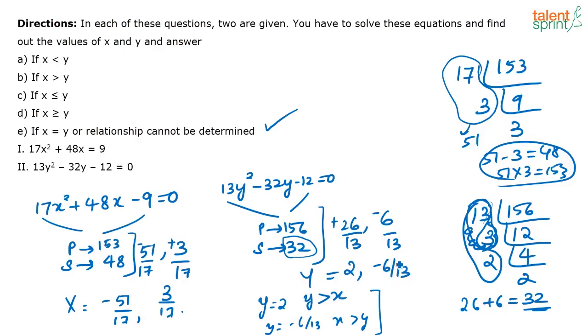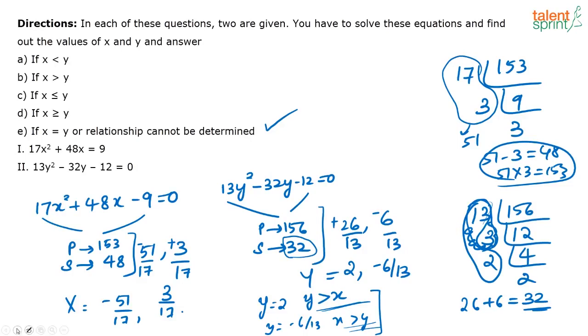Now if y is minus 6 by 13, x can either be this value or this value. Now if x is this value, minus 51 by 17, what happens? Minus 51 by 17 will be minus 3. Correct? Here it is minus 6 by 13. So again y is greater than x. But when x is 3 by 17 and y is minus 6 by 13, x is greater than y. So you are getting a contradicting result, correct? In one case y is greater than x, in some other case x is greater than y. So you cannot find out a relationship between x and y. So that's why we took the answer as option E.